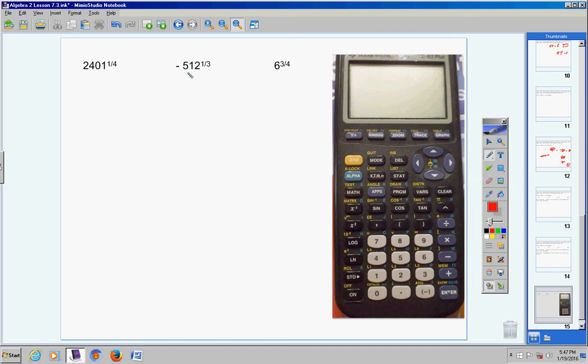Now, I saved this problem for last here. It's real important you understand that this problem here is totally different than this problem here. They should be entered two different ways, okay? Do you understand? If there's no parentheses, then push your negative button right here, not your minus button, okay? Your negative button. Then 512, then arrow, and then 1 divided by 3. Let me do that real quick. And you're going to get -8.